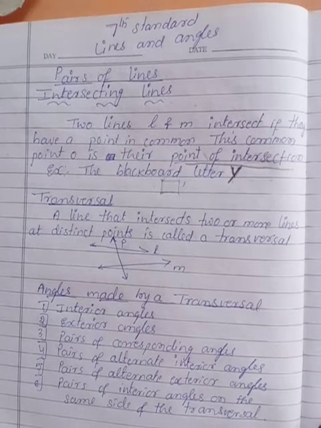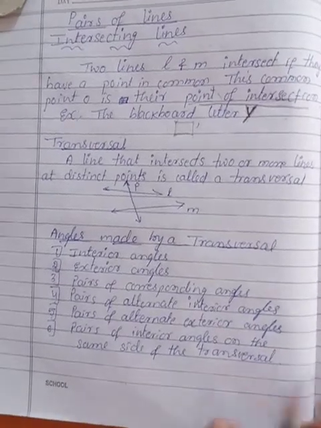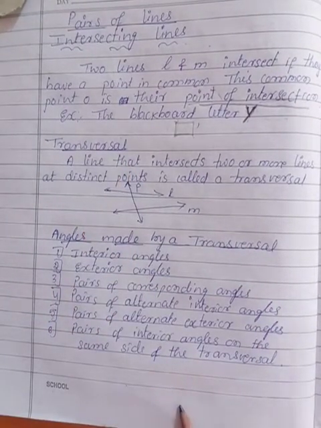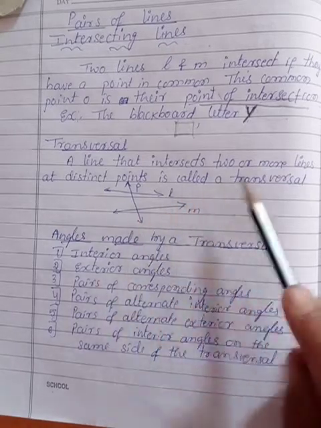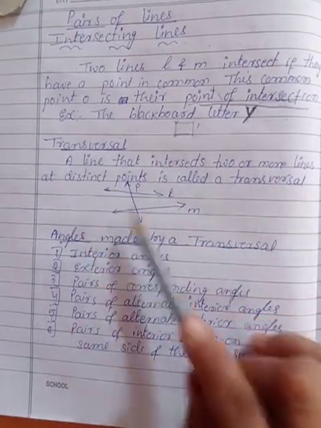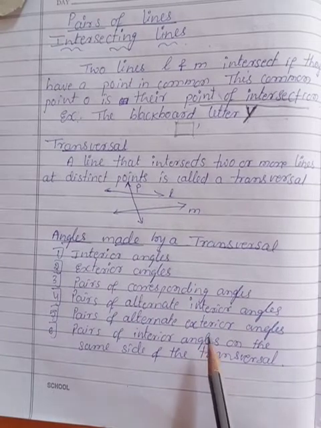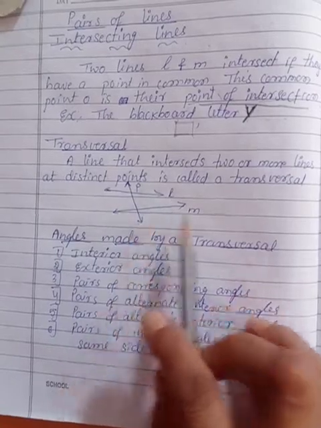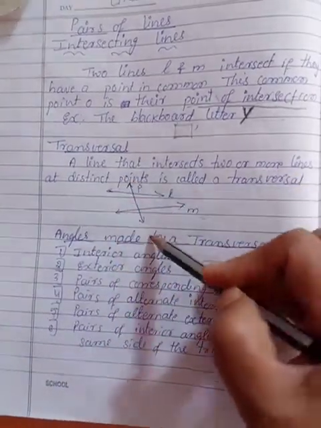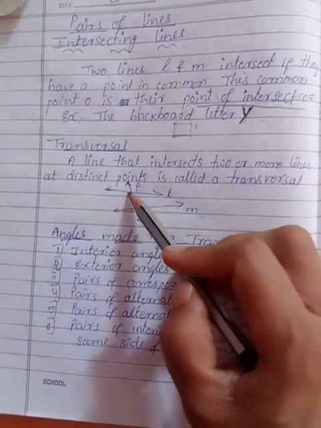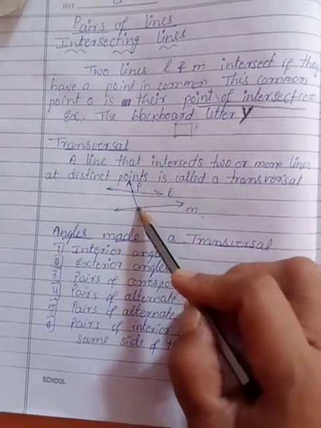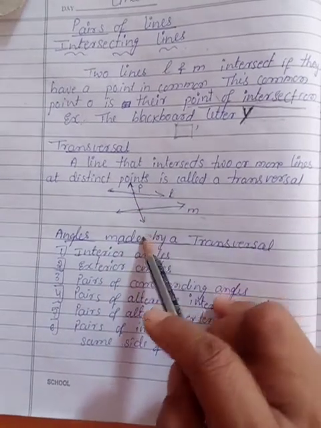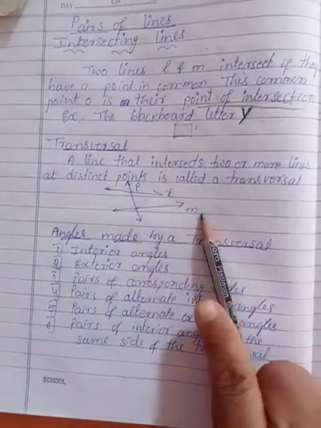Okay. So one important concept that comes in is the transversal. What is a transversal? A line that intersects two or more lines at distinct points is called a transversal. Here you can see the picture. L is one line, M is one line, and P is a transversal. See, it is intersecting L at one point and M at one more point. Then we say P is a transversal for line L and line M.